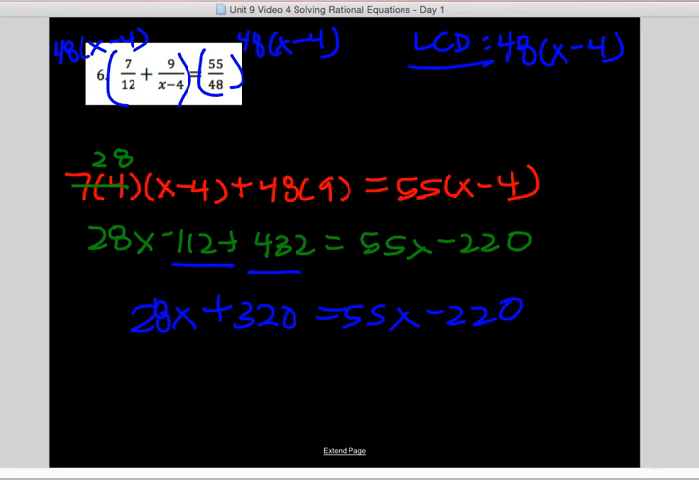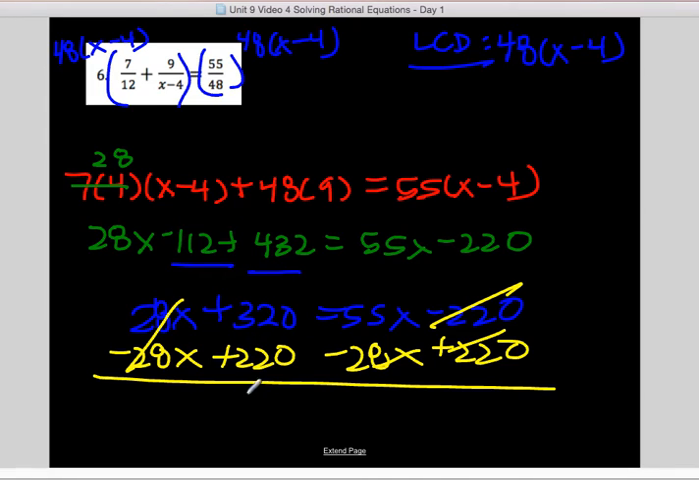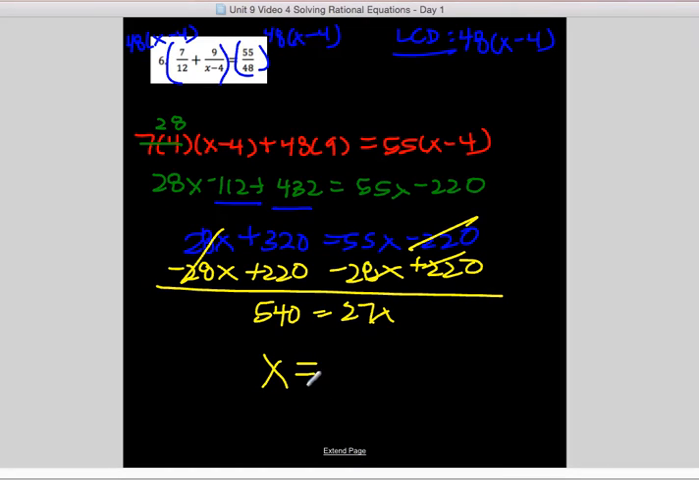220. I'm going to get all my x's to one side, so I'm going to move it to the bigger one, keep it positive. So those will cancel, so that means I'm going to add 220 to the other side. So what I have, 540 equals 55 minus 28x is 27x. I would divide and I get x is equal to, let's check that one out.